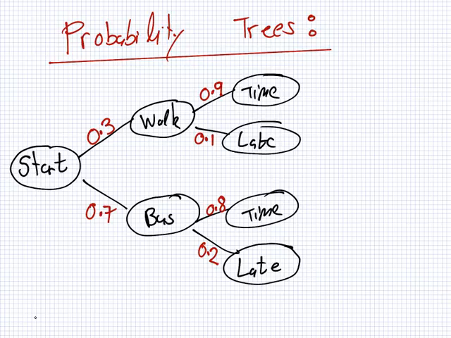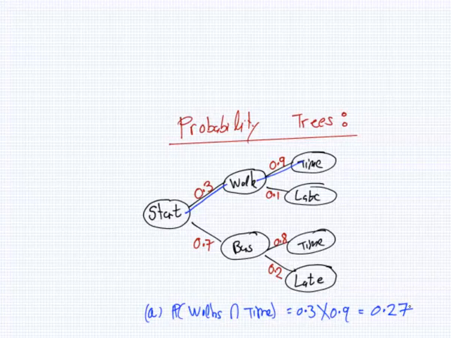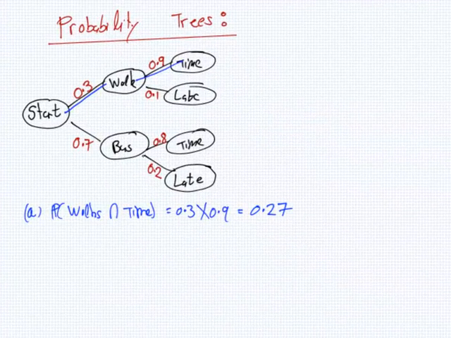So for example, if I said what is the probability that the person walks and is on time, that means we start here and we say they walk and they're on time. The probabilities multiply as you travel through the tree. So that's 0.3 times 0.9, which equals 0.27. So that's our first example. We'll have a look at more examples now. If you can write that down, that'd be great. We'll add in more now.